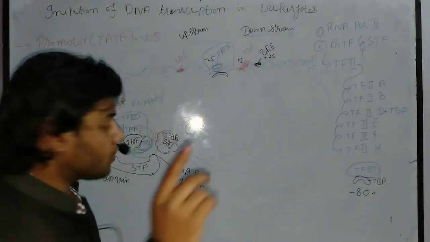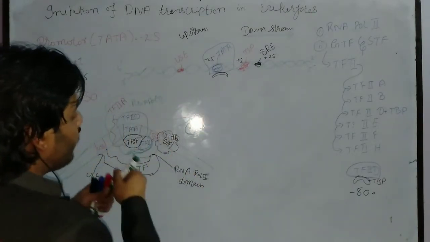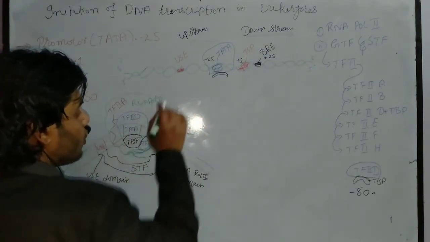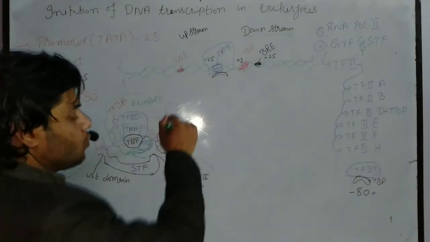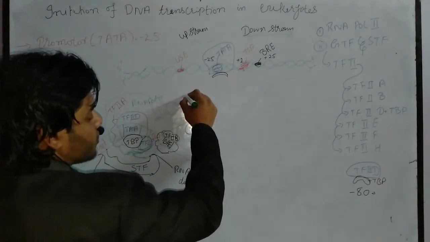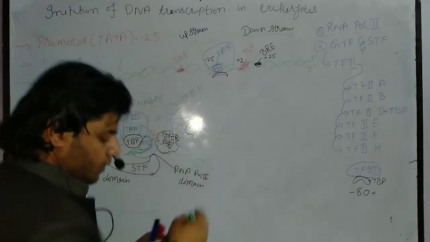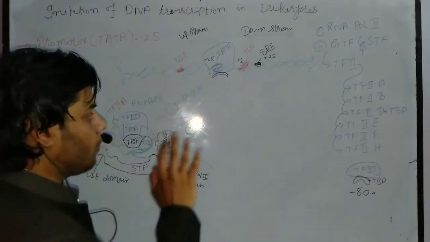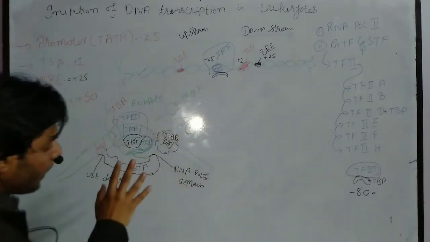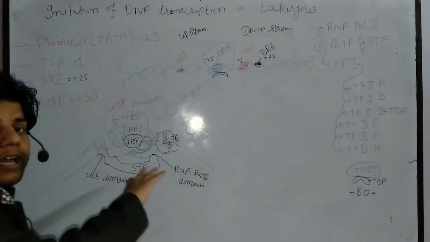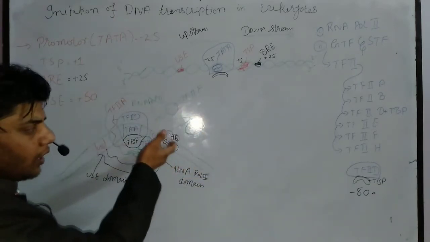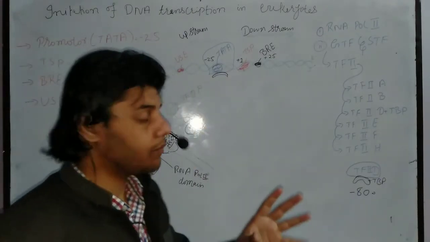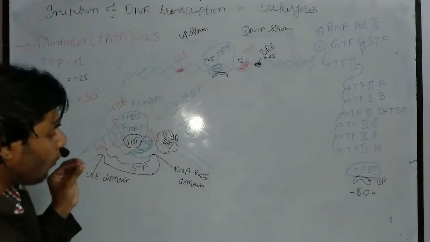one thing more to remember: transcriptional factor 2F is recruited whenever the RNA polymerase 2 binds here. So remember, RNA polymerase 2 will always bind with transcriptional factor 2F. Whenever the RNA polymerase binds here after TF2B, it binds with transcriptional factor 2F already attached. Okay, now what happens after that?